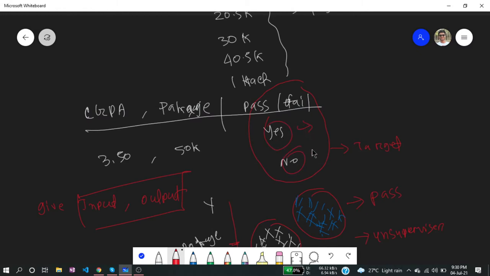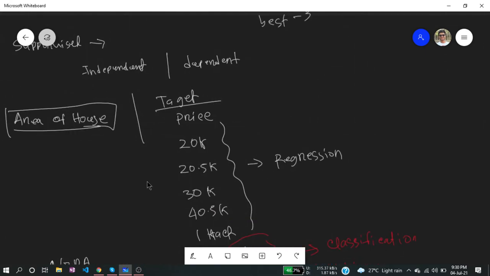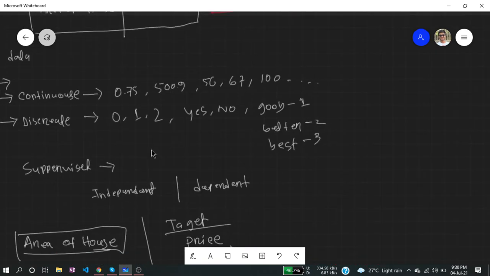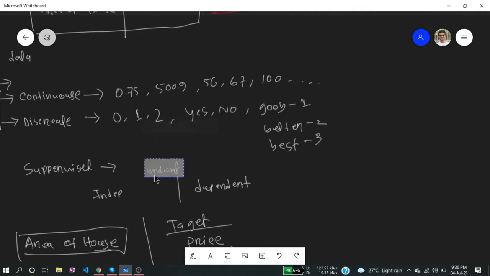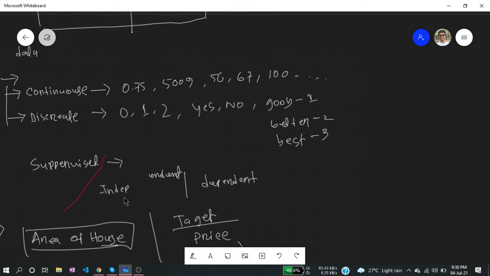So you have just a categorical output, or we can say a discrete output, a discrete number, right? So this would be classification. And at first, I showed you the regression problem. I think you got it now. So I think you know what regression is and what classification is.